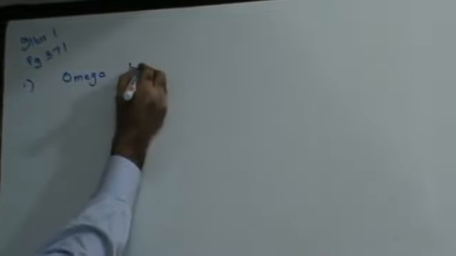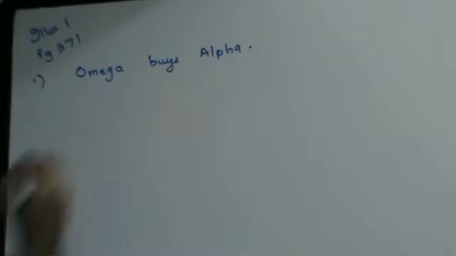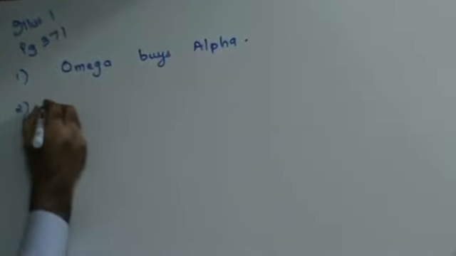They've given you that Omega intends to acquire Alpha. So Omega buys Alpha. They give you two companies. We will see how one company purchases another company.